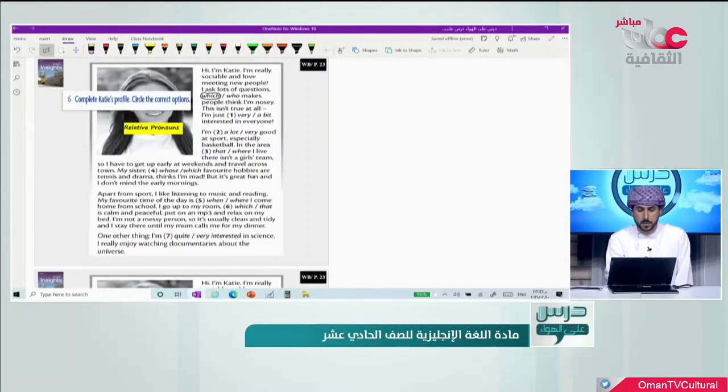So complete Katy's profile, circle the correct options. Hi, I am Katy. I'm really sociable and love meeting new people. I ask lots of questions, which and who? We have two options, and the correct option here is which, because we are talking about questions, and questions are things. So, which makes people think I am nosy? This isn't true at all.